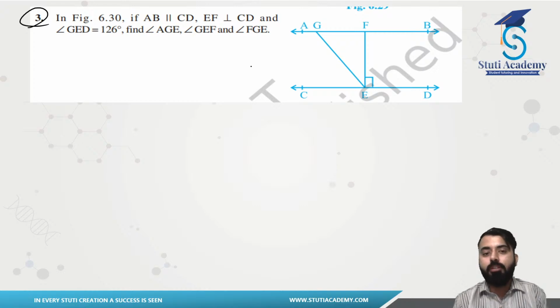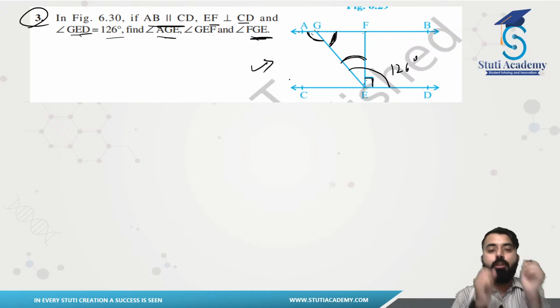In figure 6.30, which is this one, AB is parallel to CD. EF is perpendicular to CD. You can see the right angle right here. And GED is 126. That means this complete angle, this is 126 degrees. AGE, that means this angle we have to find out. GEF, that means this angle we have to find out. FGE, that means this angle we have to find out.